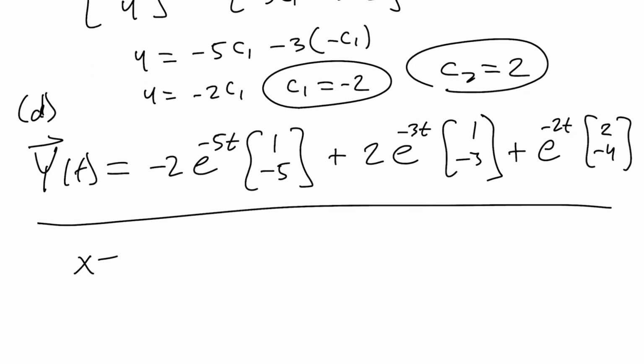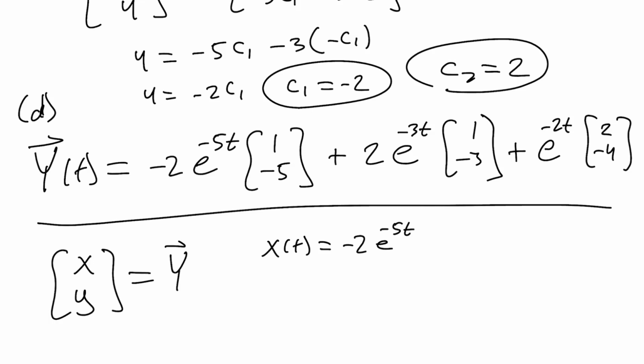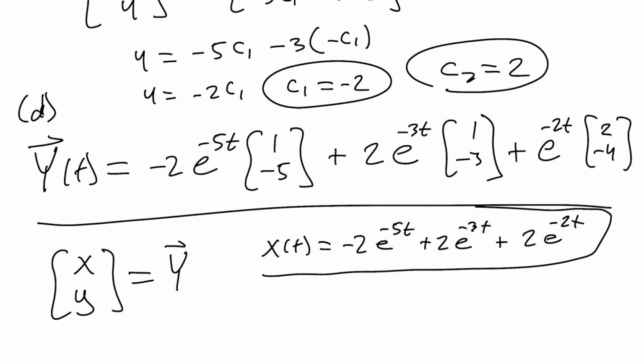Since the state vector y is equal to x, y, then we could reconstruct x of t, which would be what? Negative 2 e to the negative 5t plus 2 e to the negative 3t plus 2 e to the negative 2t. That's the position of that spring mass problem. So you can reconstruct x of t using the state vector. We also know the velocity, but of course the velocity is just the derivative of x, so you could find it another way as well.